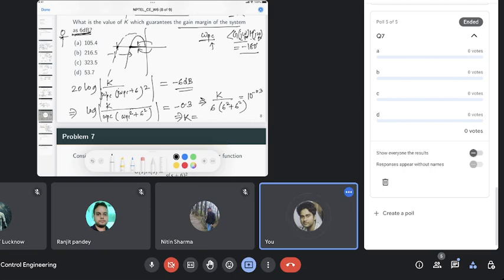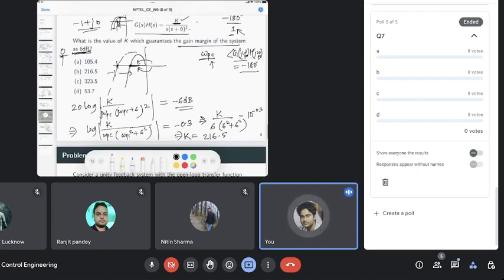Plus 3.3, so it's 216.5 approximately. Okay, so this is the value of k for which your system will have a gain margin of 6 dB, right? Is it clear?